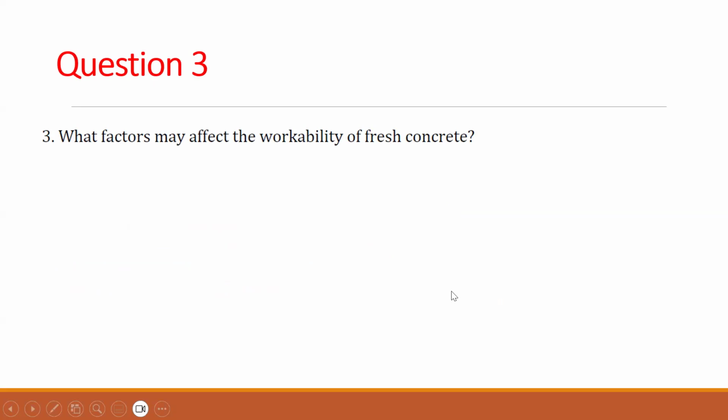What factors may affect the workability of fresh concrete? Workability is how easy it is to work with. So if the concrete is not workable, then you won't be able to pour correctly into the formwork. But if you make the concrete more workable than required, then your strength will get affected. So you need to select the right workability. So what are the factors affecting the workability?